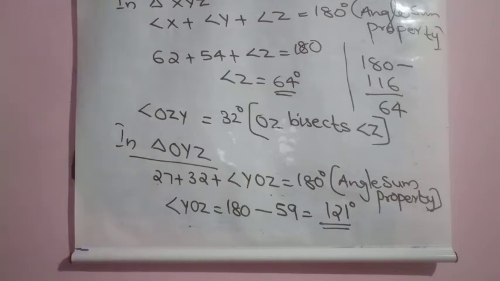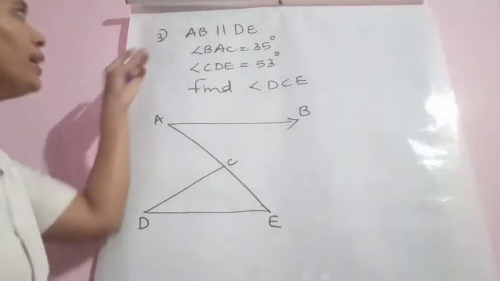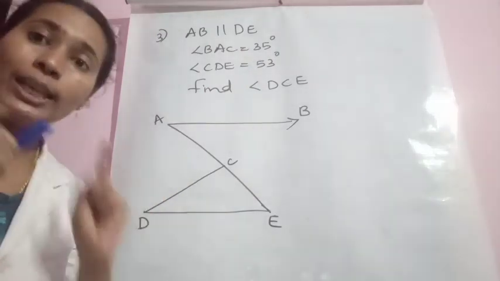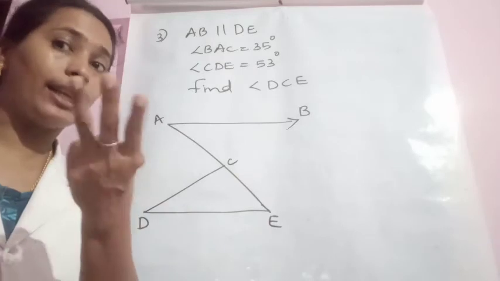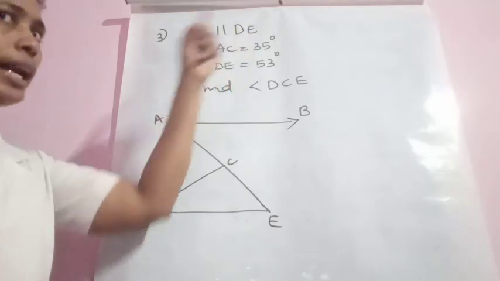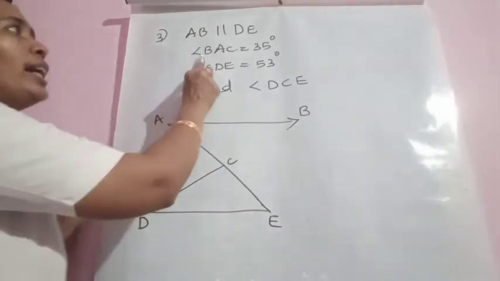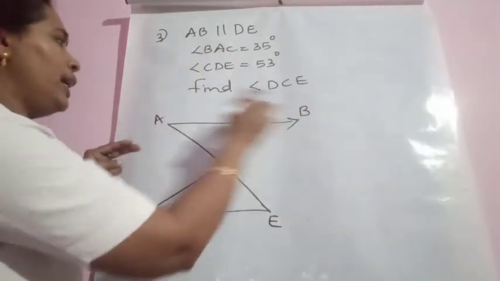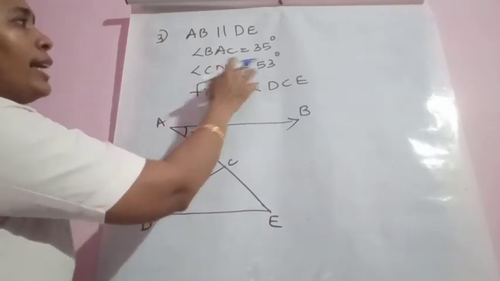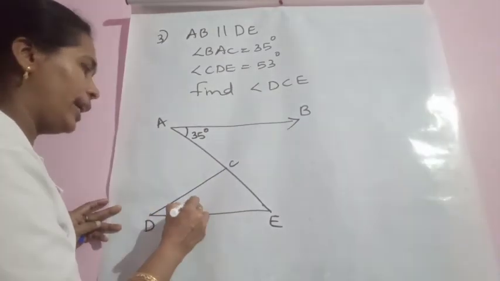Okay, let us move to the third question. So today's last question is our third question. In the third question, AB parallel DE. AB parallel DE means you must use any of the three angle types you studied: corresponding, alternate or co-interior. Any one of the three is needed here. Then angle BAC is 35 degree. Angle CDE, this angle D equal to 53 degree, is given.